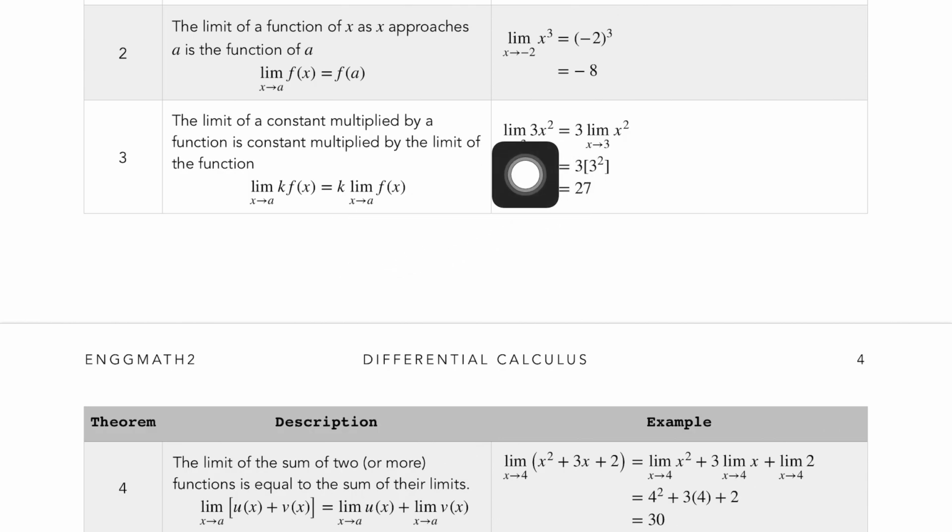As an example here, the limit of 3x squared as x approaches 3 is equal to 3, because we can write 3 before the limit function, and then we're just going to evaluate this limit now. So we have 3 times the limit of x squared as x approaches 3, so that's 3 multiplied by 3 squared, because this is now the function of a. So 3 squared is the function of 3 for f of x equals x squared, and that is equal to 27. So that's theorem number 3.